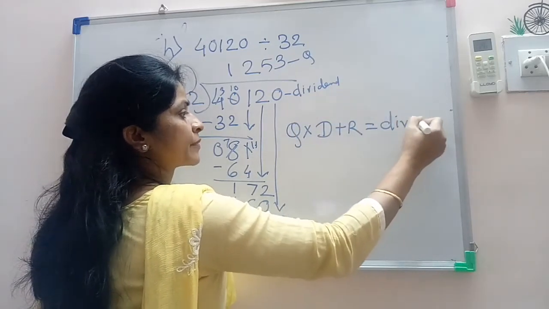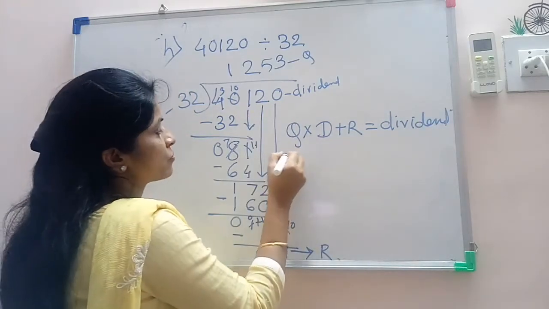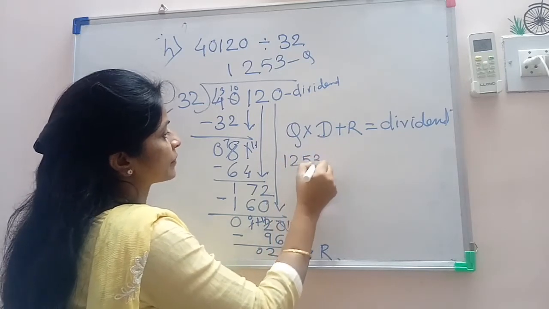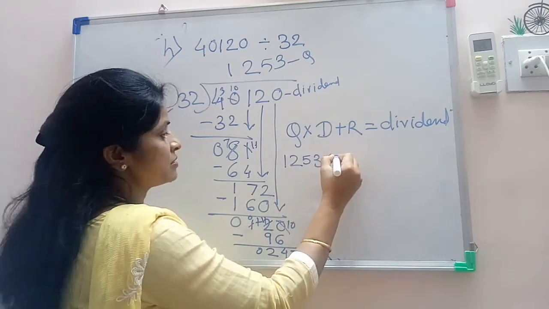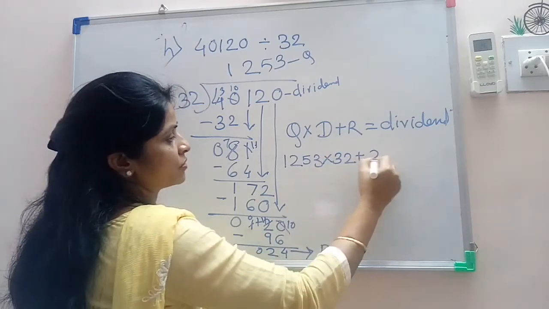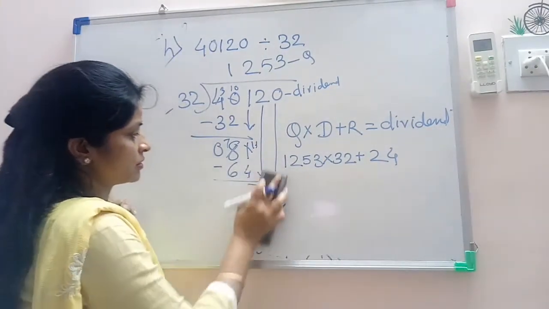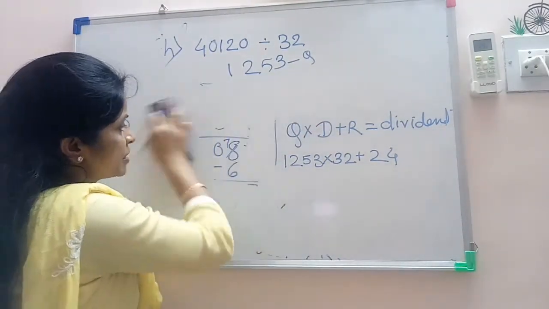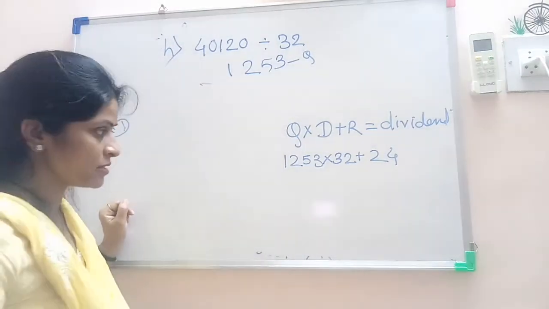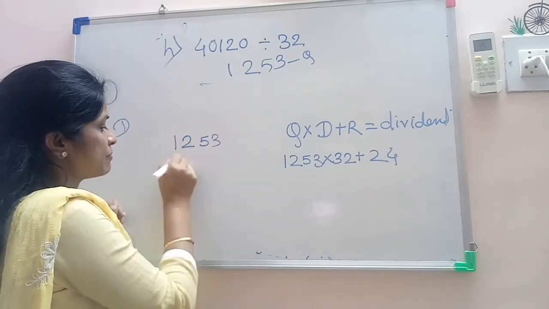Let's see. First of all, we will put all the values. Quotient is 1253 multiplied by the divisor, that is 32. And what is the remainder? 24. Now we will start doing the multiplication first. Then we will add the remainder to it. Now first of all, we will do the multiplication of quotient and divisor. 1253 multiplied by 32.